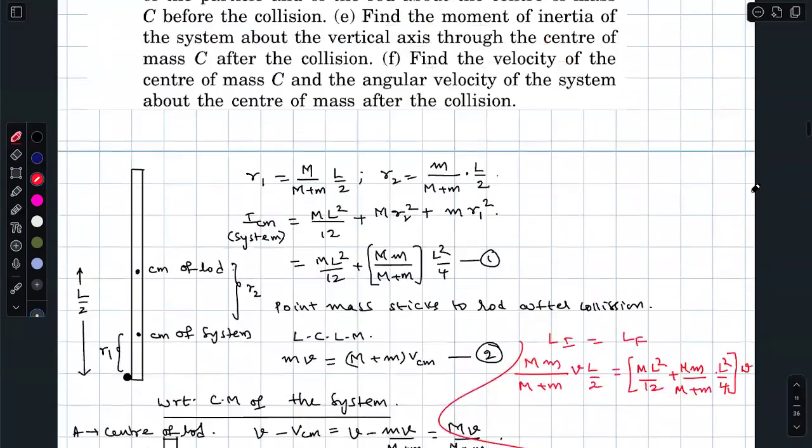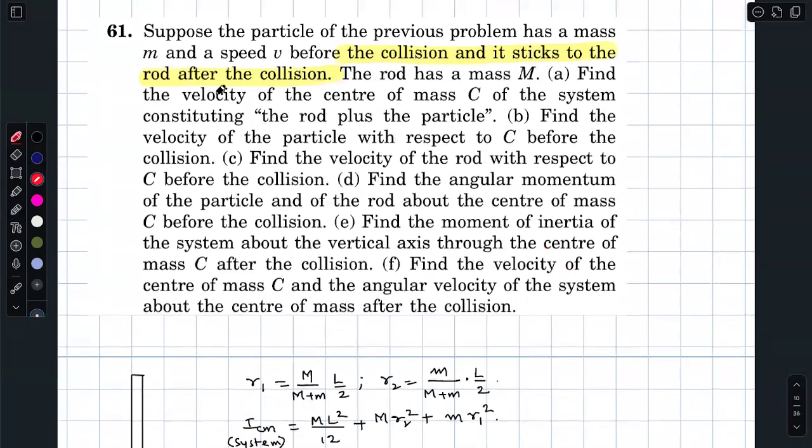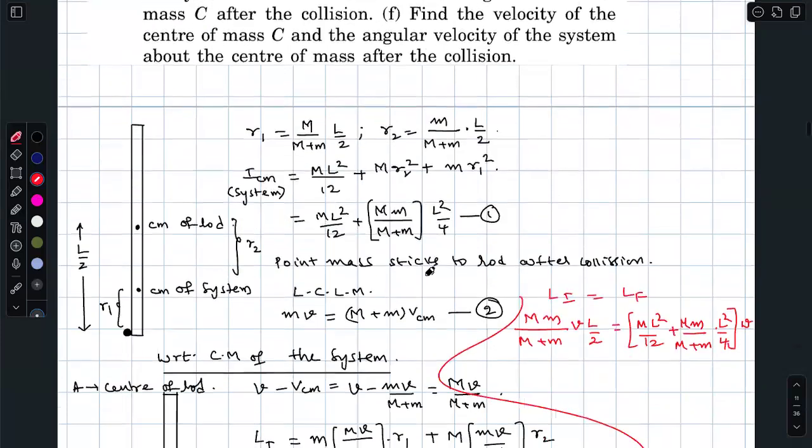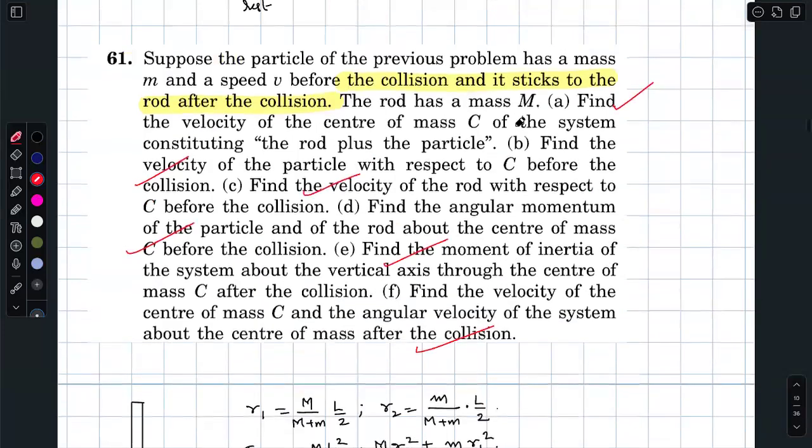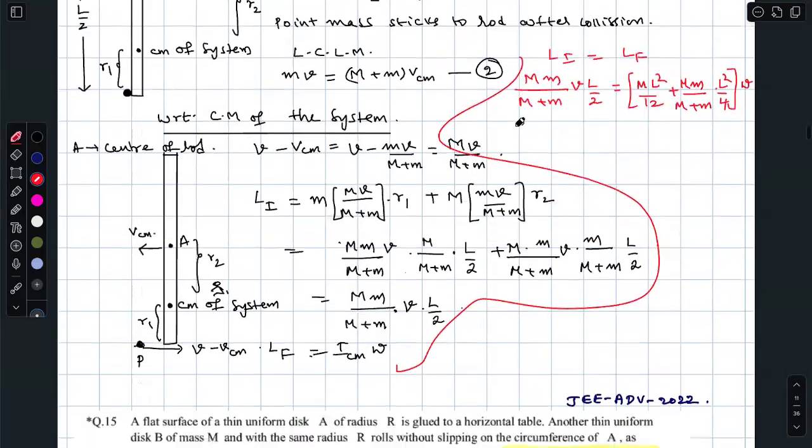I have done that. Now one minute. One by one, I'll check. Find the velocity of center of mass of the system, rod plus particle. Done. Find the velocity of the particle with respect to center of mass before collision. Done. Find the angular momentum of the particle and the rod about the center of mass C before collision. Done. Find the moment of inertia. Done. Find the velocity of center of mass C and angular velocity of the system about the center of mass after the collision. Done. Yes or no? Okay, question done.